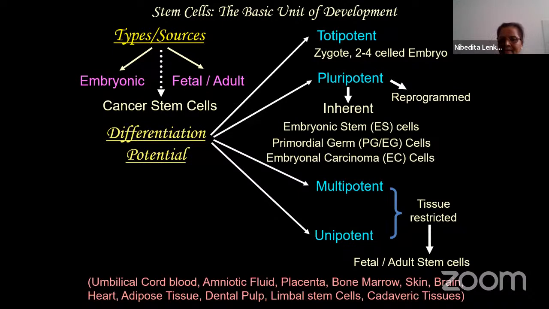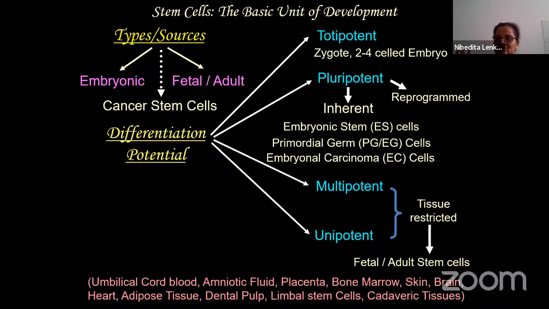Then comes unipotent, where the cell can give rise to only one particular cell type. So as development proceeds, what happens? From embryonic stem cells, what we are getting from inner cell mass cells, the body plan is made. Then 3 germ layers are formed. Once the germ layers are formed, they become more tissue restricted.